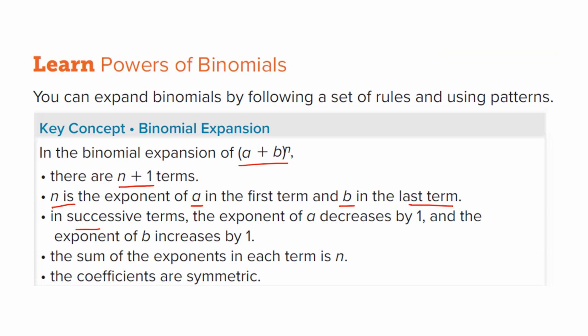As we proceed in successive terms, the exponent of a decreases by 1. The power gets reduced for a and it increases for the second term b. The sum of the exponents at all stages should be n and the coefficients are symmetric. All these points you have to be very careful about so that you don't make any silly calculation mistake or miss any term or put any wrong sign while you expand your binomial using binomial theorem.